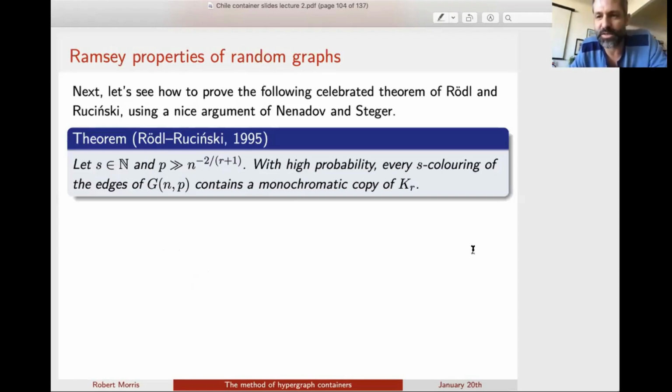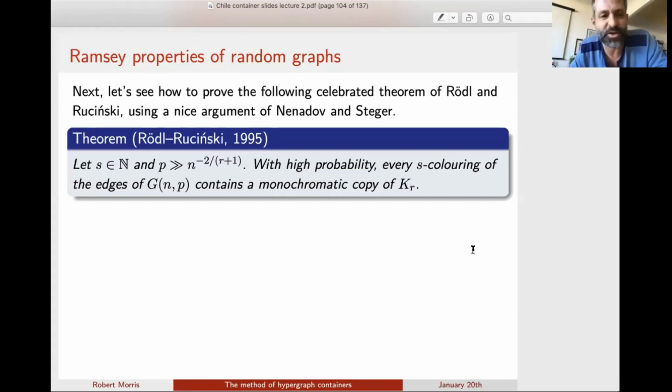Recall that Ramsey's theorem says that if you take a large enough clique and color its edges with, let's say, s different colors, then however you do it, there's always a monochromatic clique of size r, say. So r is fixed and n is large. And in the 90s, Rödl and Ruciński proved this famous theorem, which shows that even in G(n,p), if you color the edges of G(n,p) with s colors, the same holds as long as p is bigger than this threshold, n to the minus 2 over r plus 1. This turns out to be the correct threshold.